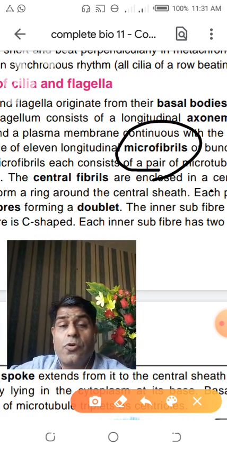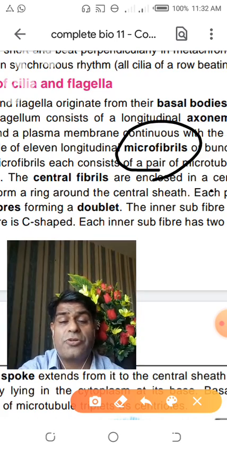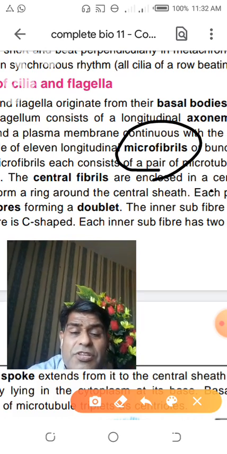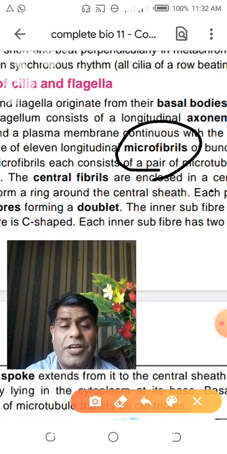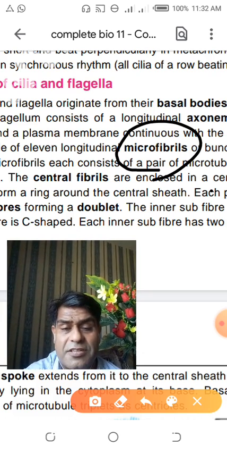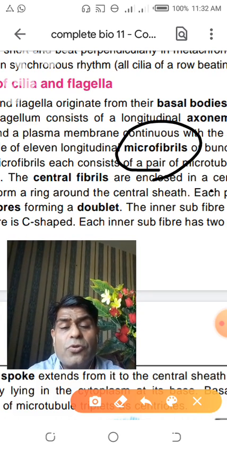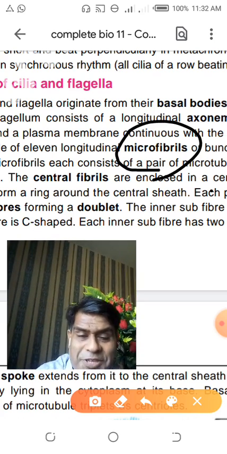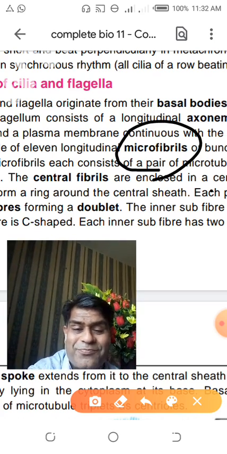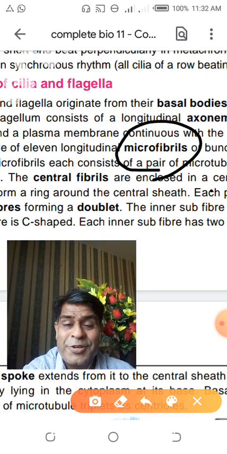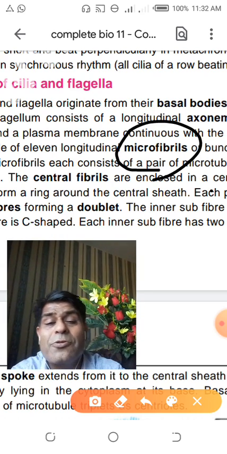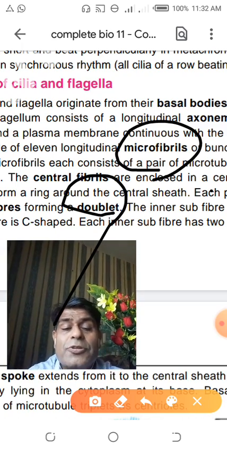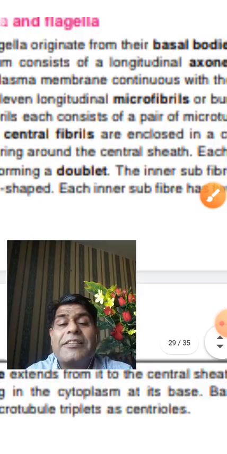Now one more important point which I wanted to tell you once again. This is the peak point of today's lecture number 12 for the first year class. The microfibrils which are peripheral and important are not single. Amazing. They are not single. Still they are dividing more. They are doublet. Look at the doublet. So they are in the form of doublet.